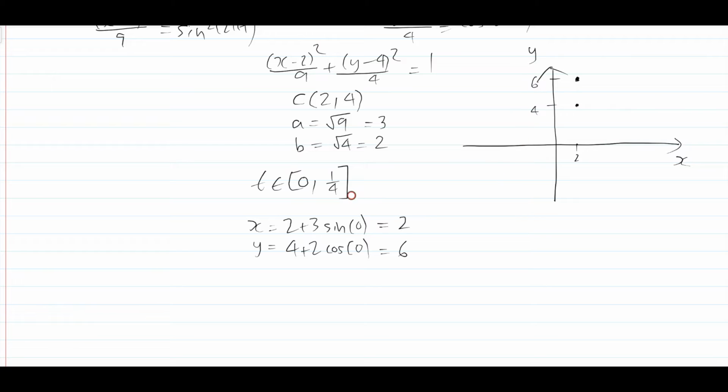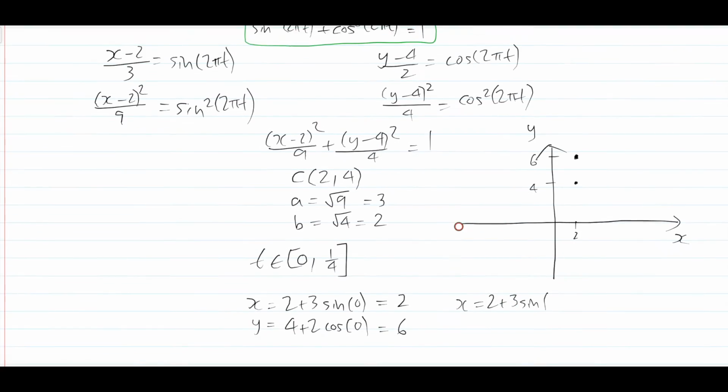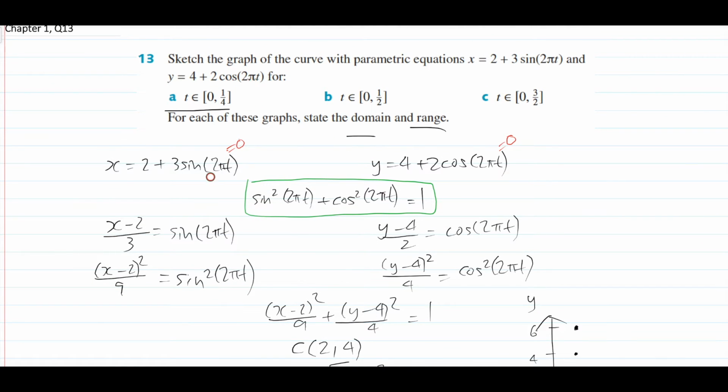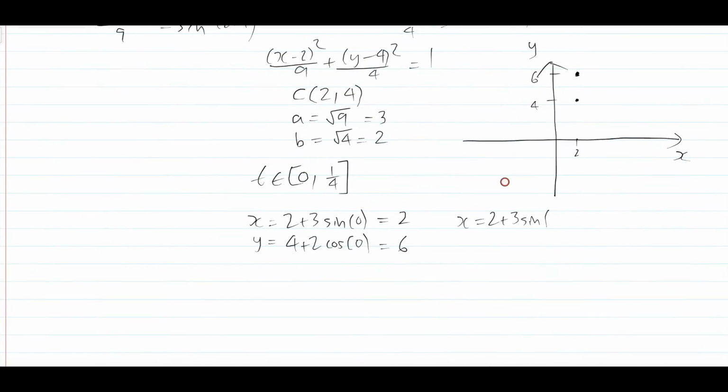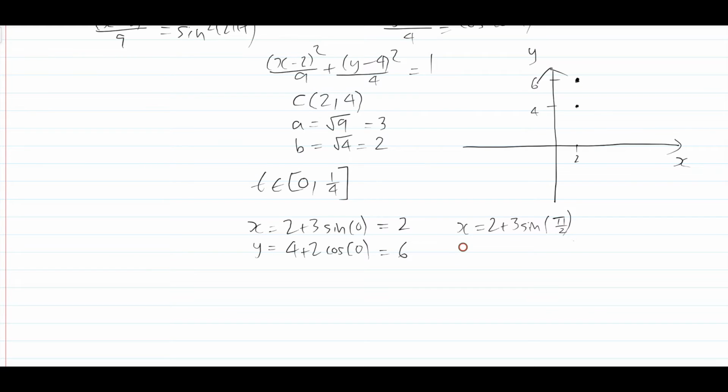Now you want to sub in 1 on 4 as well. Or if you want to be super accurate, you can sub in 1 on 8 just to see where he goes. So let's sub in 1 on 4 first, and we can try subbing in 1 on 8 later. Okay, x equals 2 plus 3. Sub into your original parametric equation again. So in this case it is 2 plus 3 sine 1 on 4 times 2 pi. So 1 on 4 times 2 pi gives us pi on 2. And you do the same thing for y. Y equals 4 plus 2 cos pi on 2, because they're the same function. When you sub in 1 on 4, you should get the same number, pi on 2.